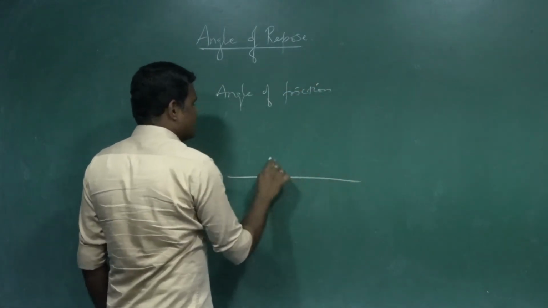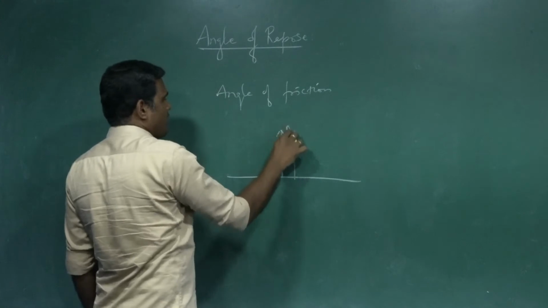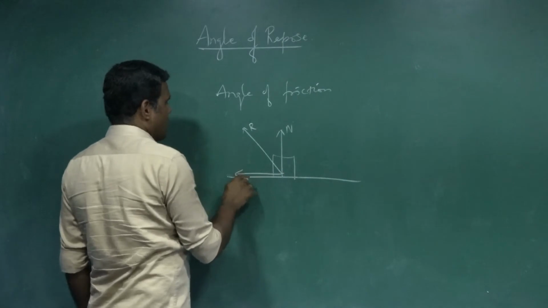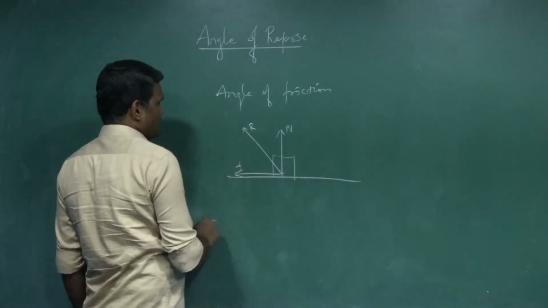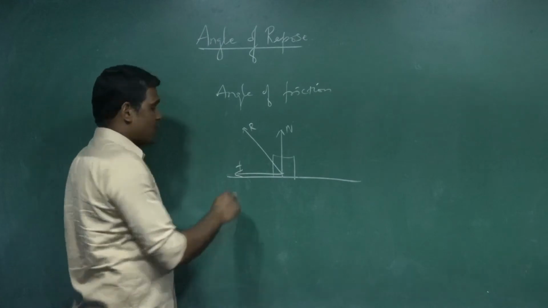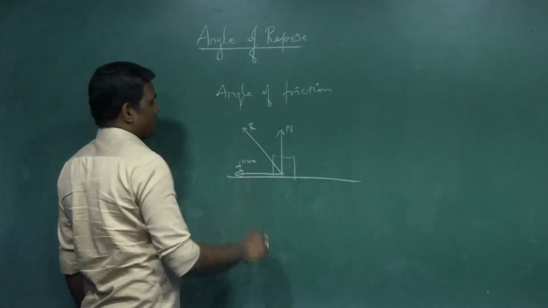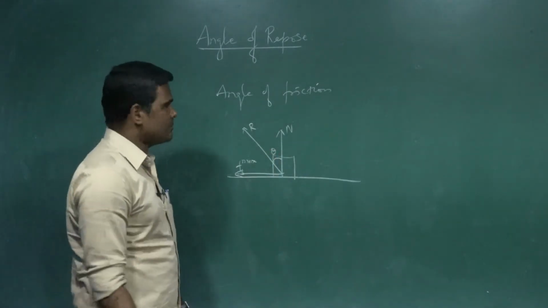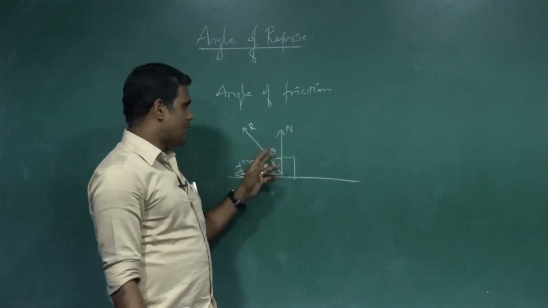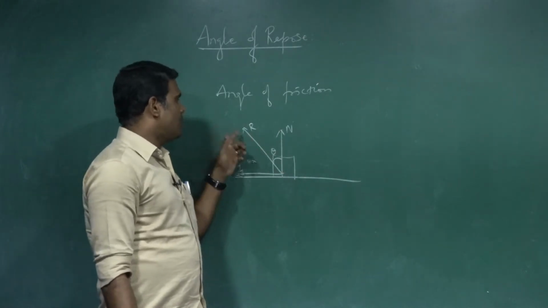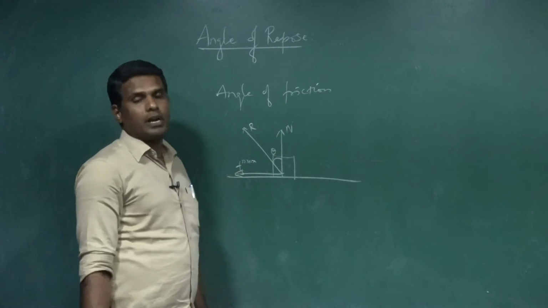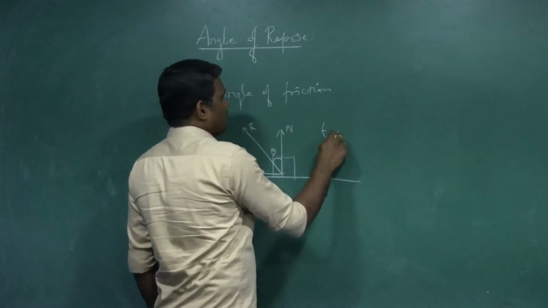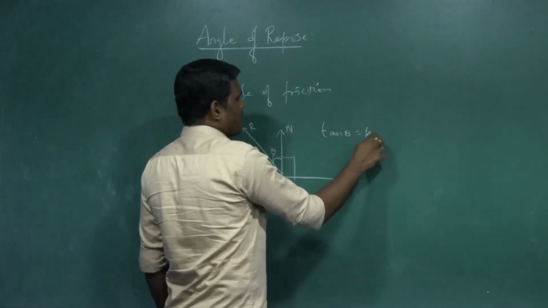Angle of friction is the angle between the normal and the resultant of the normal and the maximum frictional force. I can mark it as maximum. This is the angle theta. This angle theta is called the angle of friction. And you got an expression for it: tan theta equals mu s.